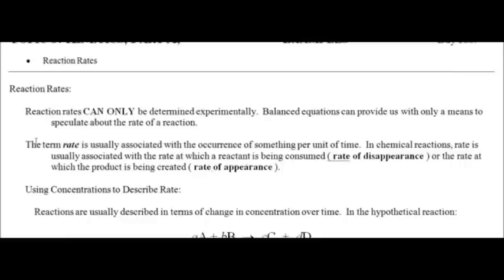Things that we want to time when we're actually looking at the lab is how quickly something appears, one of the products, or how quickly something disappears, one of the reactants. So when we talk about rate, we're talking about the amount of stuff being consumed or produced per unit of time. And the unit of time can be in seconds, minutes, days, hours, and so on. But rate is a two-part unit. So it's something, maybe grams, maybe molarity, over a unit of time.